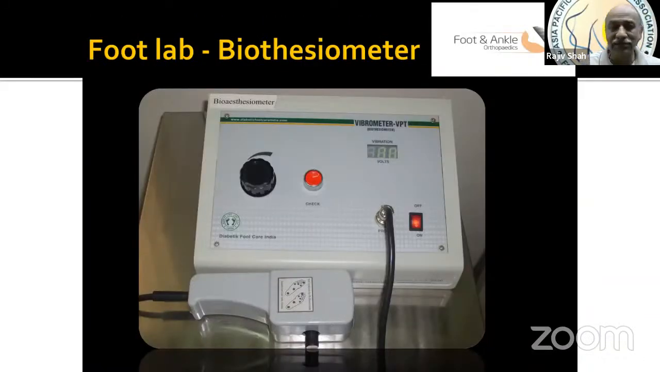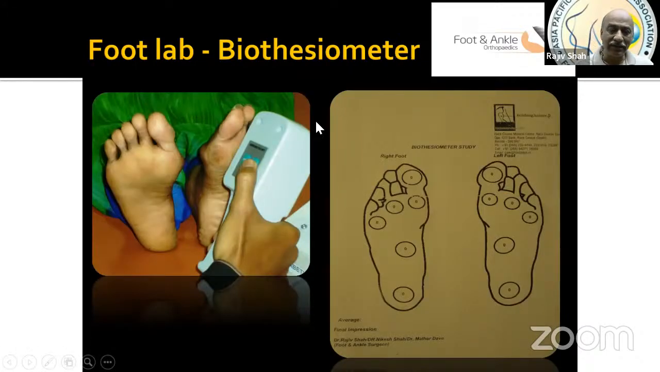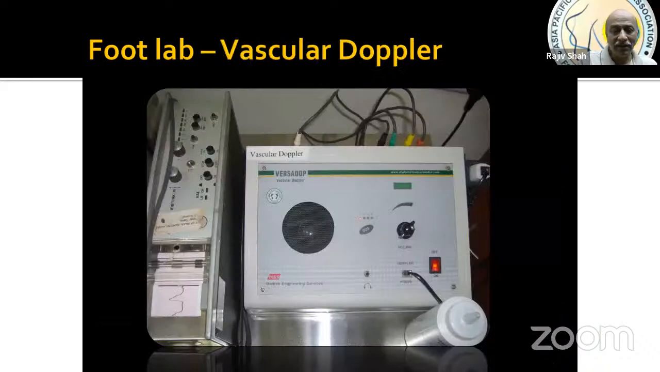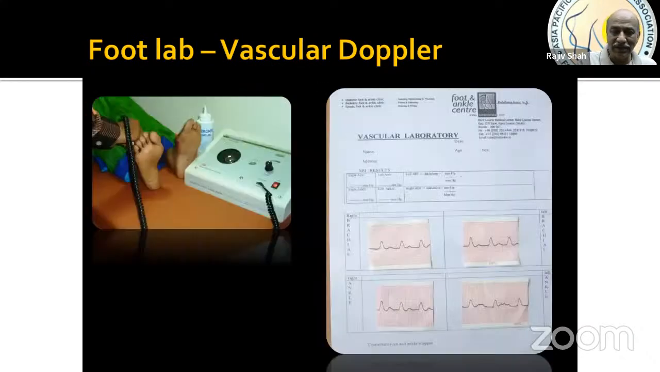You can have this instrument called biothesiometer, which measures the vibratory sense at various points over the foot and ankle. This is the biothesiometer where the vibratory sense at various points is noted. As I mentioned, the earliest sense to go in diabetic foot is vibratory sense, and the biothesiometer is an important instrument helping you to diagnose that. You can have a vascular Doppler, either a handheld or this kind of a Doppler with an attachment to the ECG machine, and you can get this kind of graph.